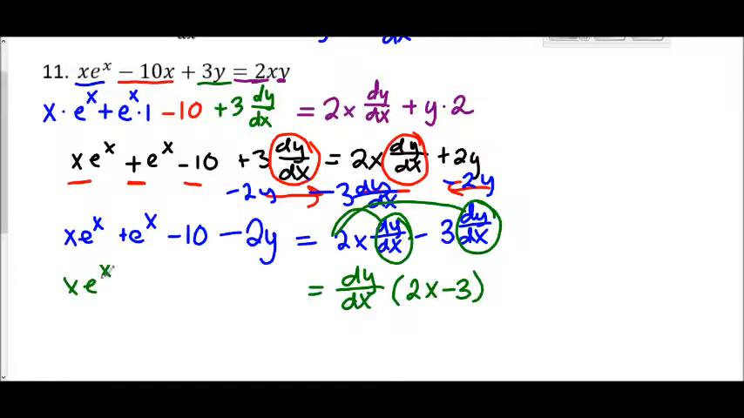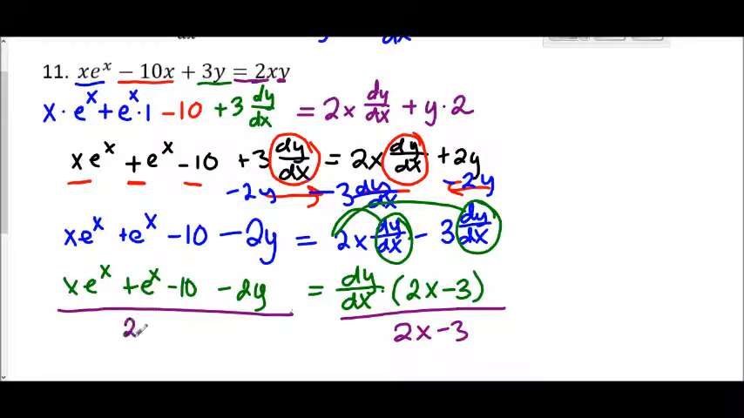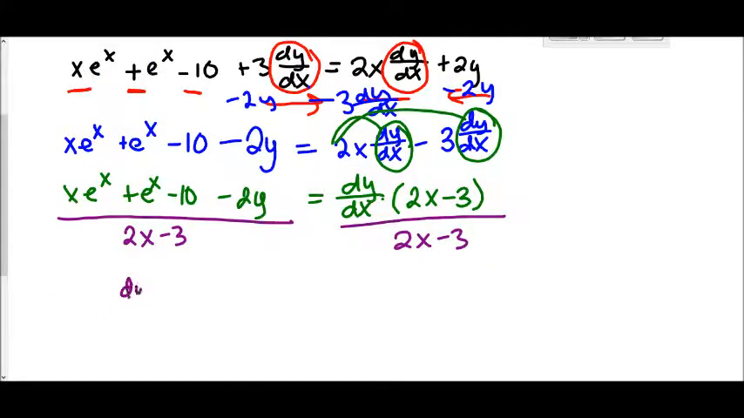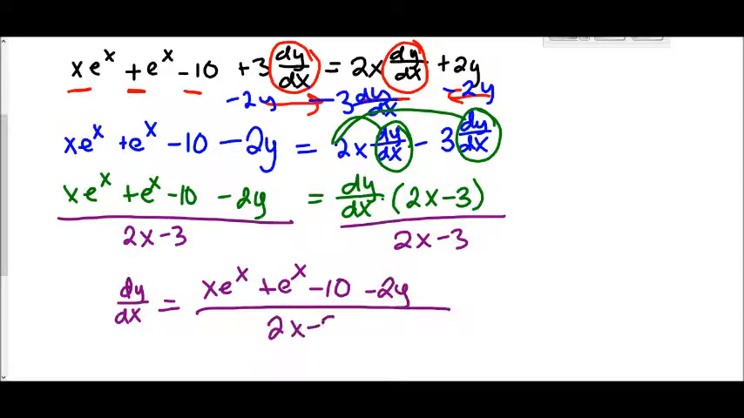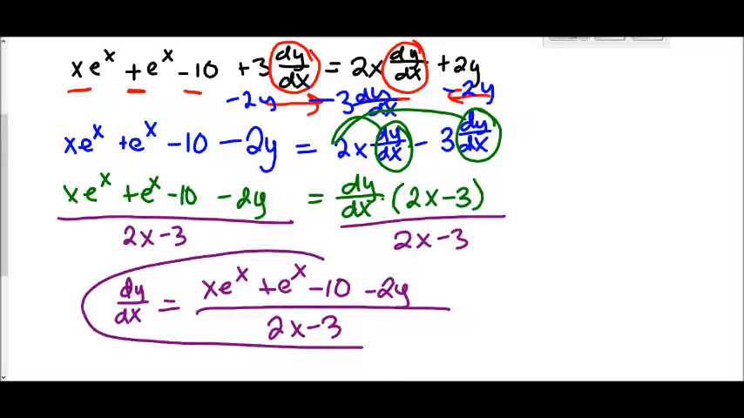We almost have them alone. What we need is this dy dx is multiplied by 2x minus 3. So we need to divide 2x minus 3 on both sides. So we can finally say that our dy dx is equal to x e to the x plus e to the x minus 10 minus 2y all over 2x minus 3. And that's my final answer here, all of this.